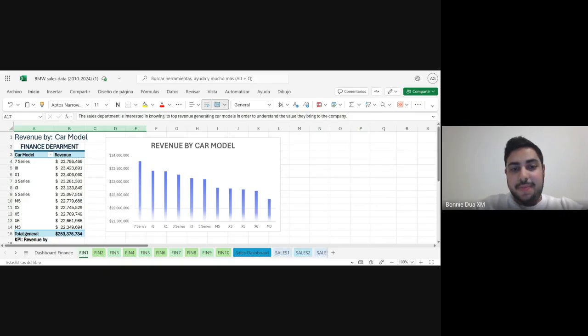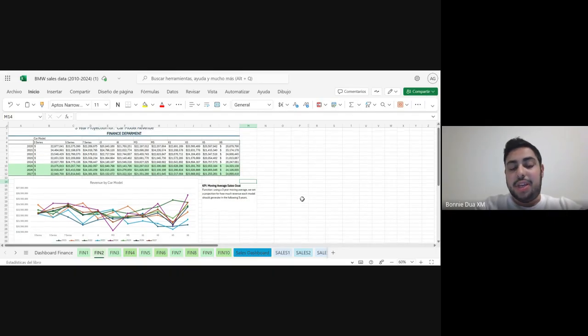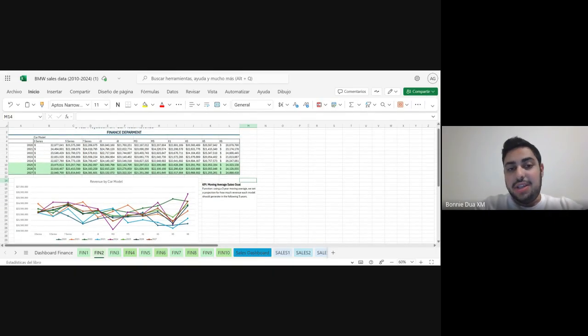Next. For this KPI, the function is using a 3-year moving average. We set a projection for how much revenue each model should generate in each of the following 3 years. Next.